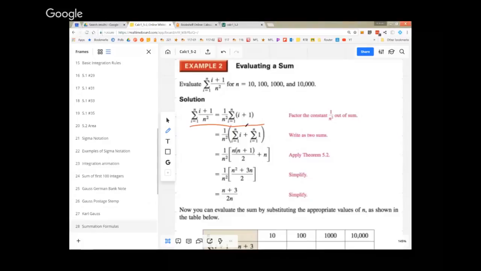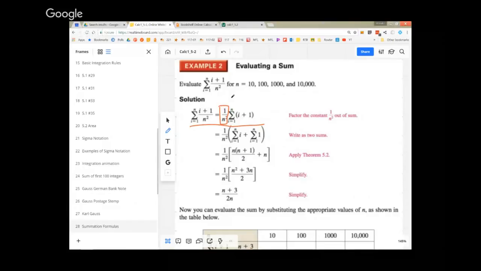So, taking a look at the problem right here, you notice what they did in the first step. They took this 1 over n squared and pulled it out. You know that in taking derivatives, we would often pull a constant out because it wasn't affected by the derivative. Well, guess what? The same thing is true in an integral, and the same thing is true in a sum. This 1 over n squared, n squared is whatever constant you're given, and 1 is a constant, and so you can pull that 1 over n squared out.